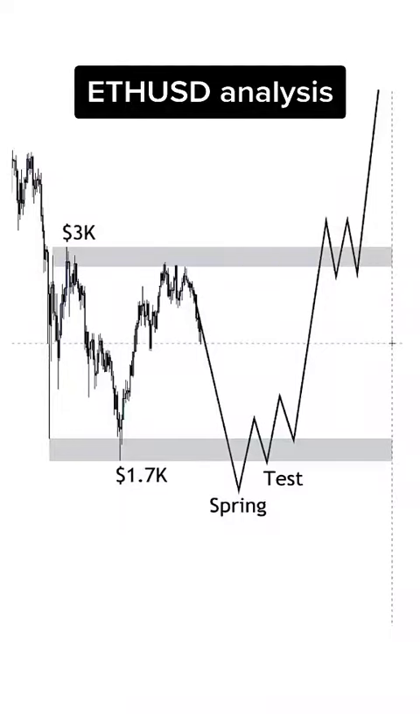Here's one potential scenario I'm watching for on Ether. This is ETHUSD. I have a 2-hour chart pulled up and I've drawn out a basic Wyckoff accumulation schematic. Now, to be clear, it's still far too early to tell whether something like this could happen, but if it does play out, I think it would lead to a lot of pain in the market, and I think that would present a fantastic opportunity to get long and potentially make a lot of money.